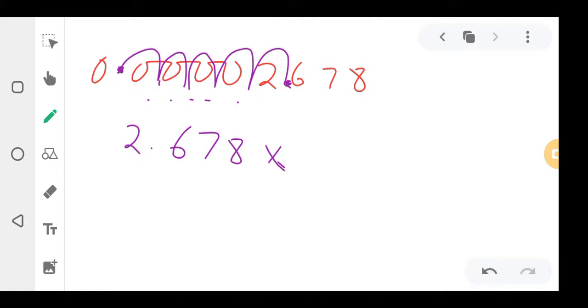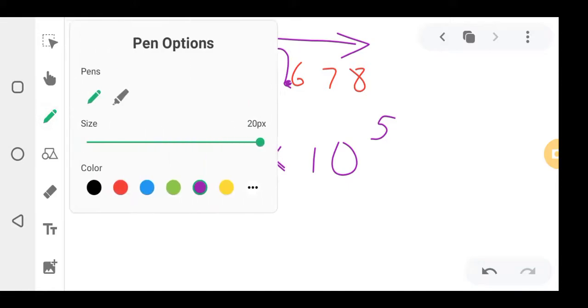times, you always put times, 10, then you count how many steps you moved. You moved 1, 2, 3, 4, 5. So you moved 5 steps, so you put your 5. But the question is, which direction are you moving? You are moving towards the right. You are going to the right direction.